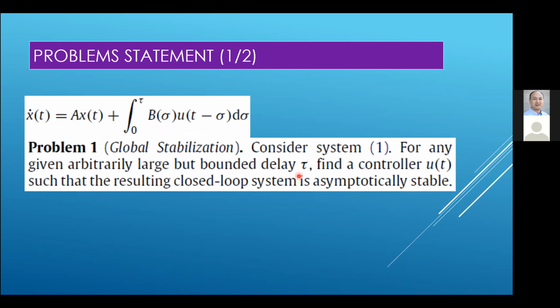So what are the problems that they investigated in this paper? The first one is the global stabilization problem. So looking at a system having a distributed input delay, they wanted to be able to find a controller u of t such that the resulting closed loop system is asymptotically stable. And again, like I've mentioned, they explored both the time variant and time invariant cases, but I decided to focus on the time invariant for now.